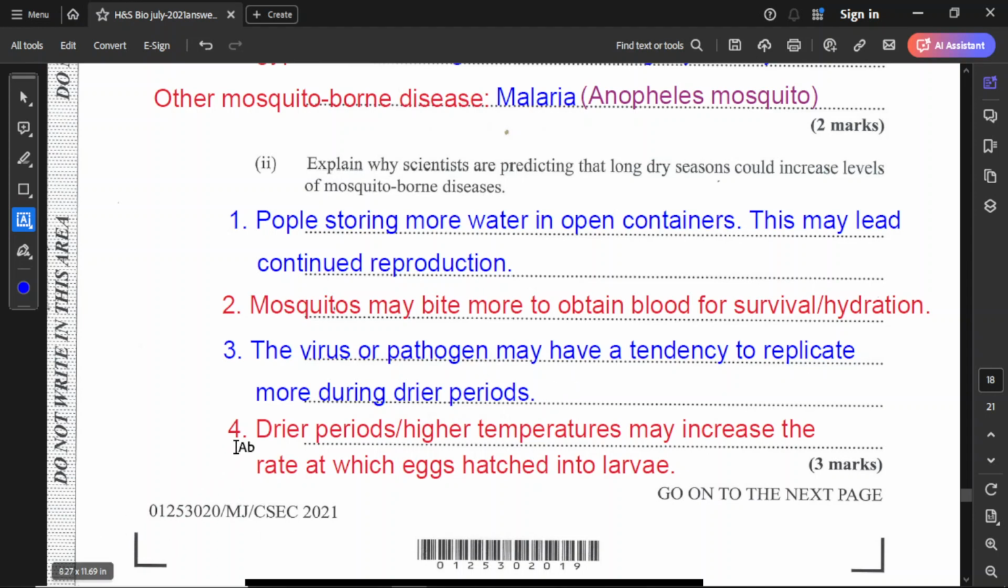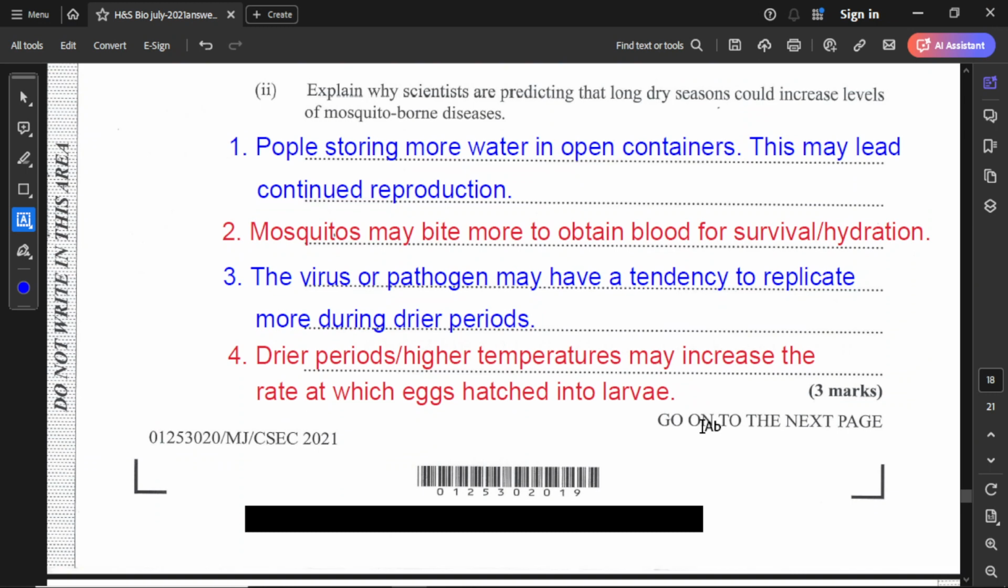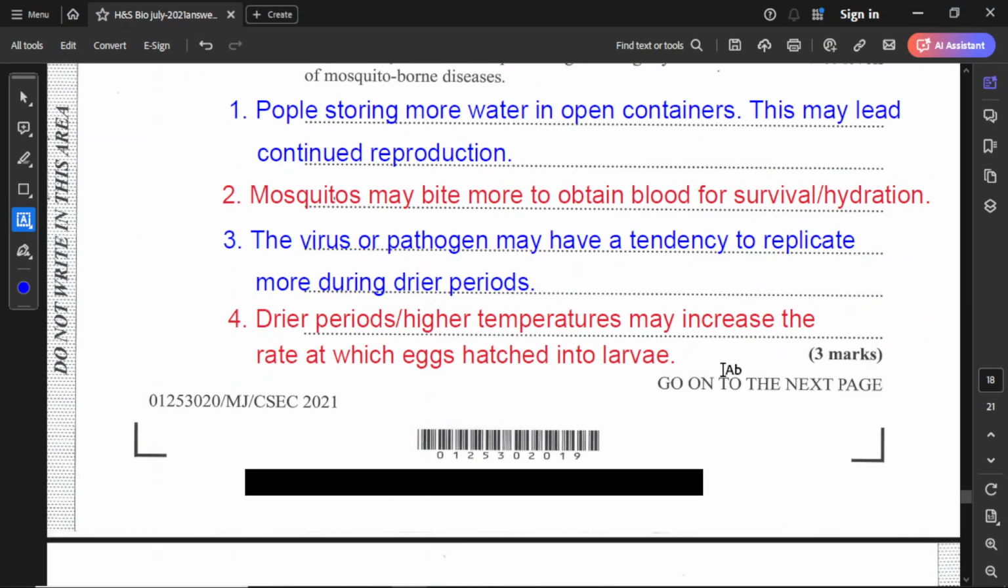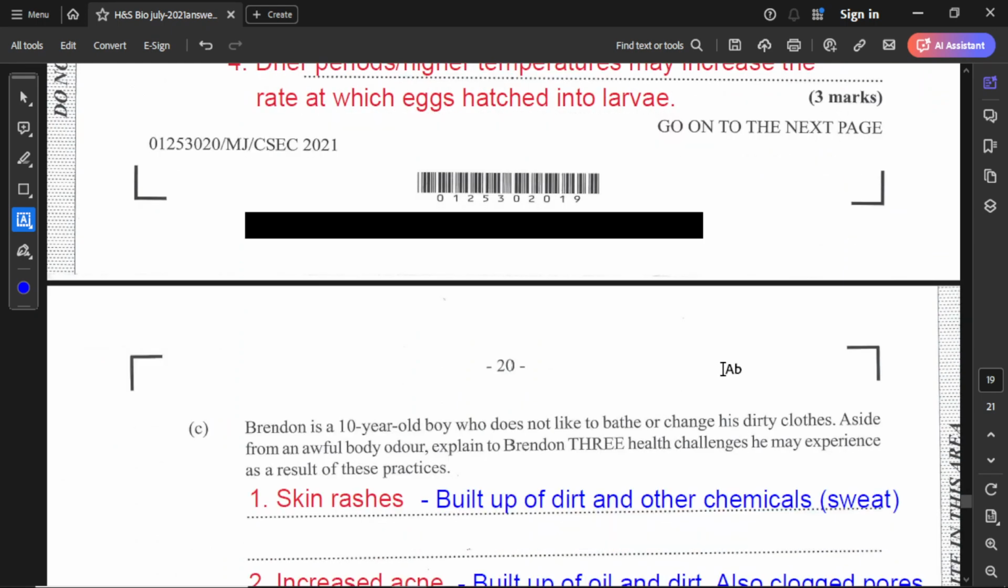All right. And a fourth point you could talk about is that drier periods or higher temperatures may increase the rate at which eggs hatch into larvae. So we're talking about the incubation period being shorter for the mosquito eggs because of warmth. You know that warmth sometimes will increase certain chemical reactions and also increase certain development as well. So definitely it could be a possible reason.